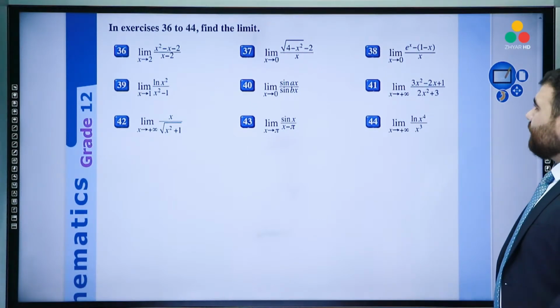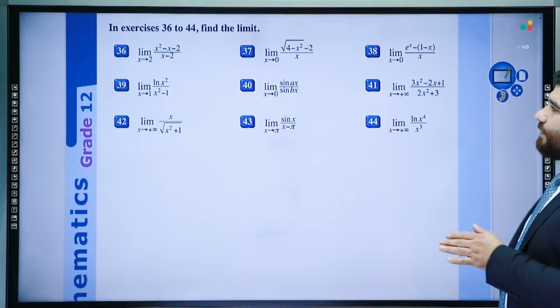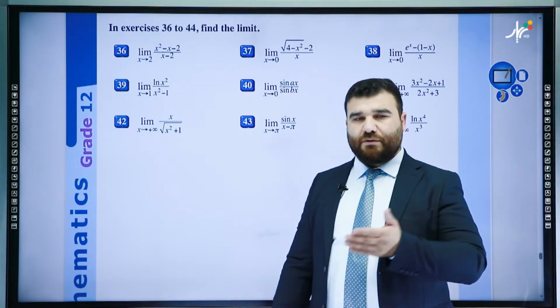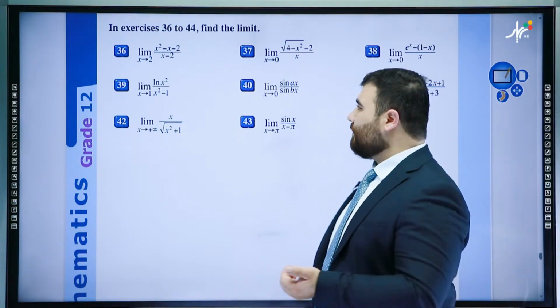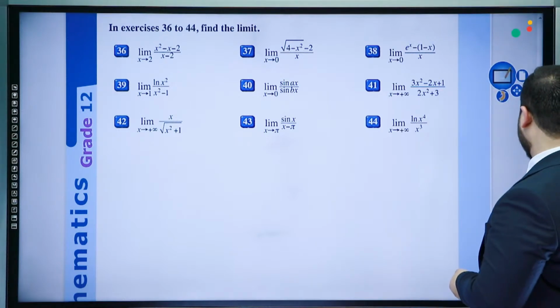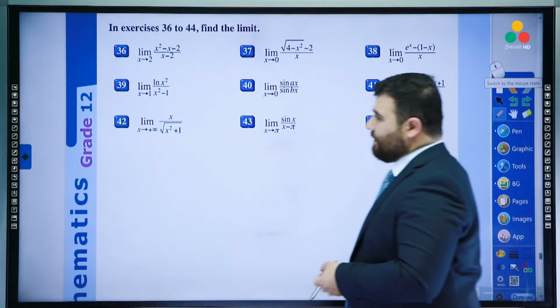Now in these limit questions, the question is not mentioning L'Hopital's rule at all. We should know when to use L'Hopital's rule. We use it when we see 0 over 0 or infinity over infinity. Let's look at question 36.